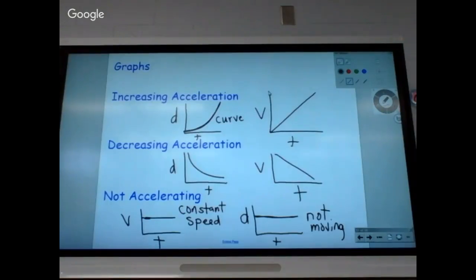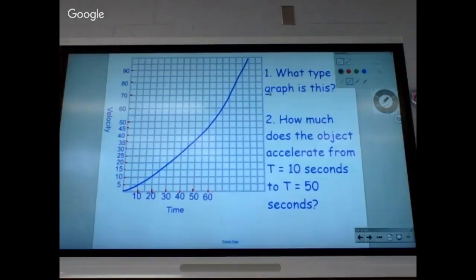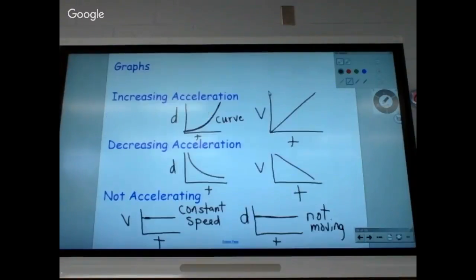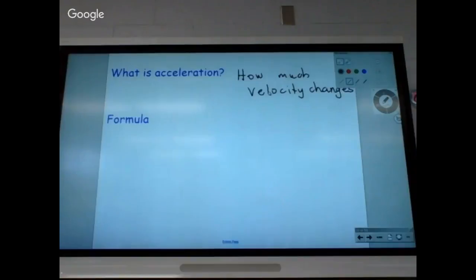All right, so what type of graph would that be? You could just say acceleration. That would be fine. Increasing acceleration is fine. Let's say we wanted to find how much it accelerates. How would we do it? If that was on the test, you don't have to write it down because it's a big graph. What's the formula for acceleration? Let's go back for a minute for those people who were not here yesterday. Somebody tell me the formula so we can write it down for those people who are not here.